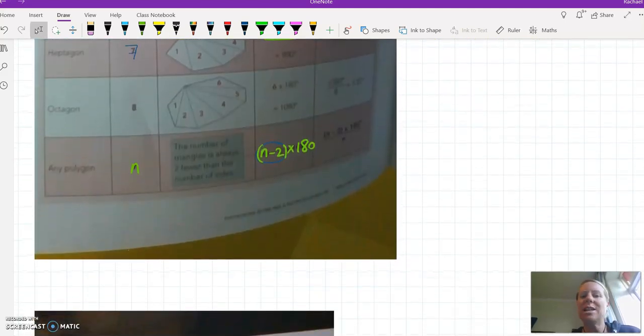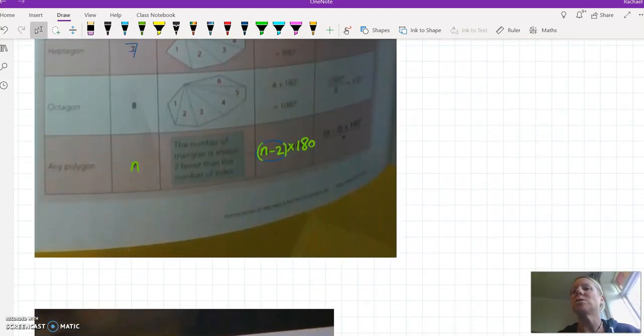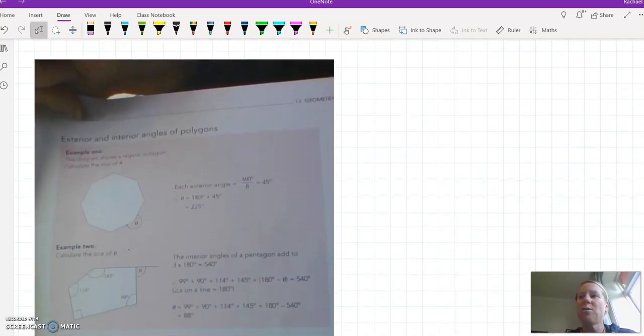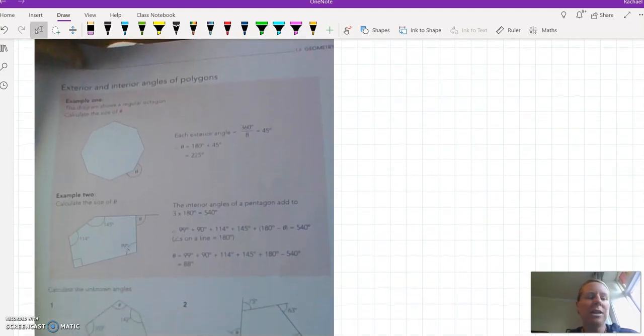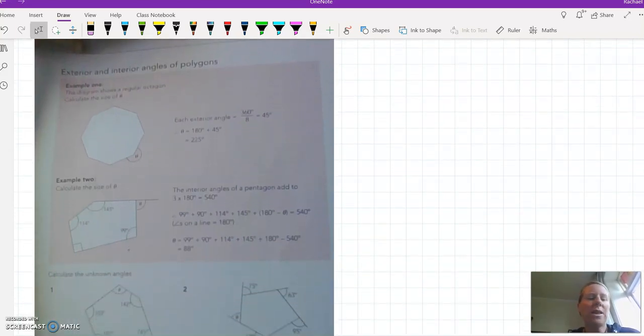Rightio, so those are our interior angles, and then we can use those properties when we're doing any of these gorgeous little angle problems. So let's have a wee look at an example here. This is also from our Walker Maths geometry book. The diagram shows a regular octagon. Calculate the size of theta.